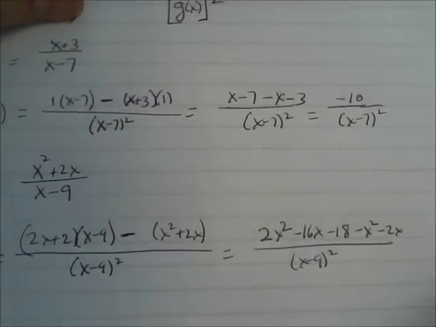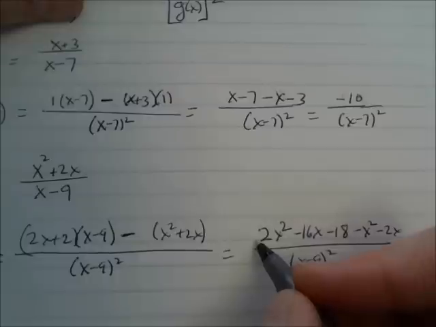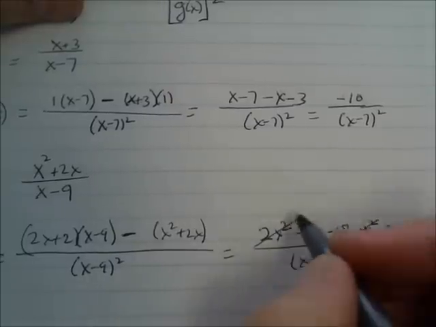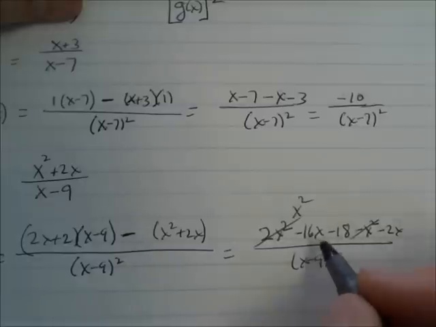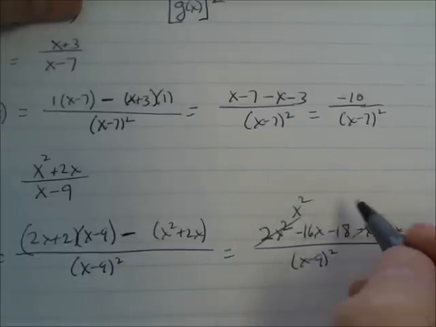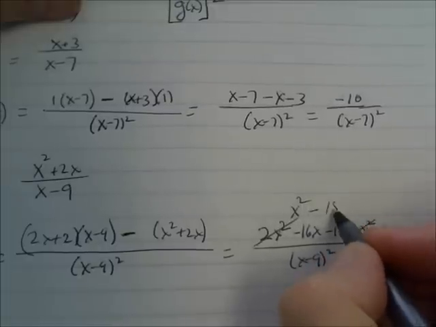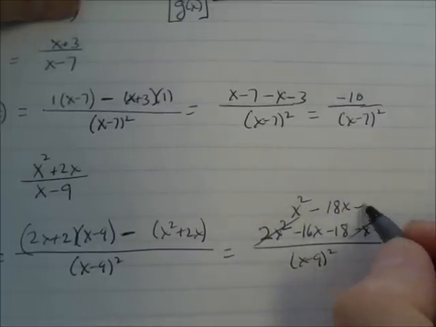squared. So if we clean this up, 2x squared minus x squared will just give us 1x squared. Negative 16x minus 2x gives us a minus 18x, and then minus 18.